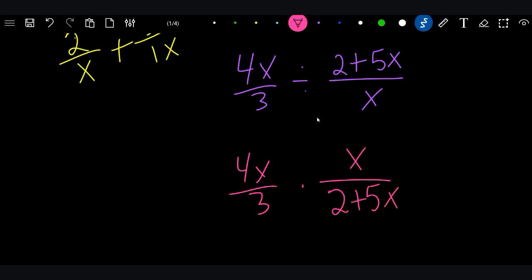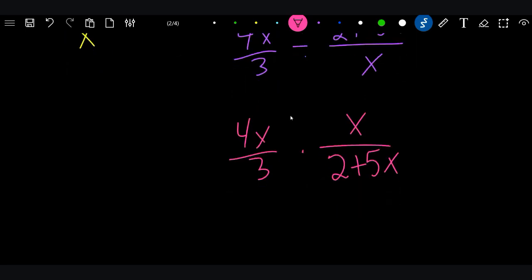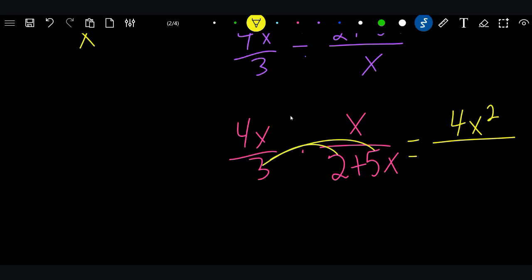There we go. And now what we want to do is go ahead and multiply what we can multiply, cancel what we can cancel. Well, I don't see anything that I can cancel because this has a plus sign in it, so I can't just cancel the x's. So there's not really much I can do. So I'm just going to multiply here, and that's going to give me 4x squared. I'm going to multiply here, so that's just going to distribute through there. And I'm going to get 6 plus 15x.